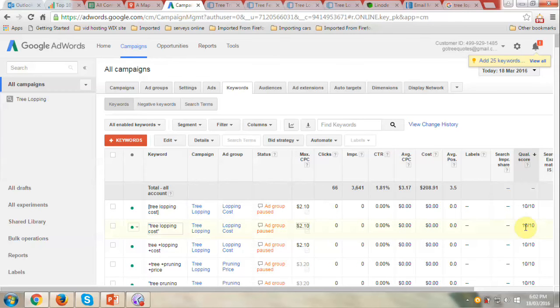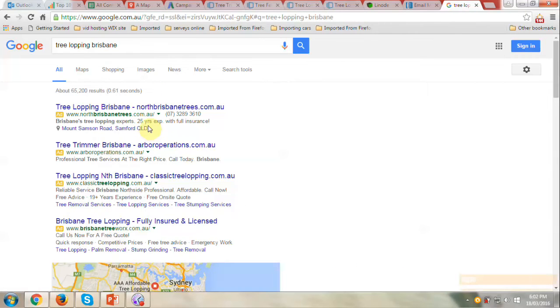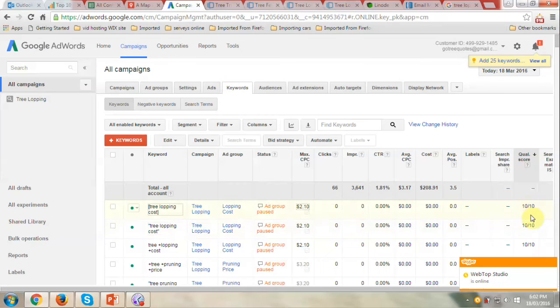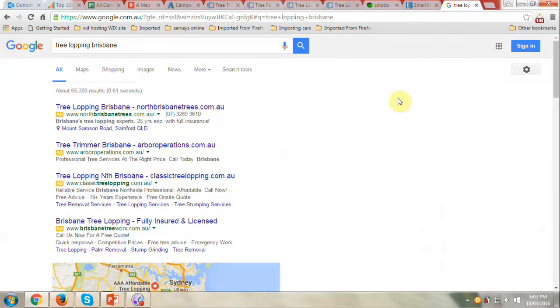First, the way Google works out how much you spend to be up here is they take your quality score and multiply it by how much you're bidding. So 2.1 multiplied by 10 is 21, and they throw it into the auction. So if this guy here, tree trimmer, and I guarantee if he's bidding on tree lopping Brisbane and he's got tree trimmer Brisbane, you'll find he'll have a low quality score, and he'd be paying a lot more to be there than this guy is.